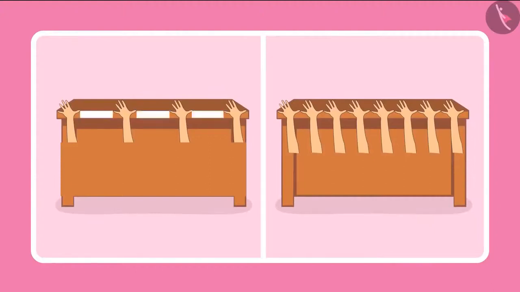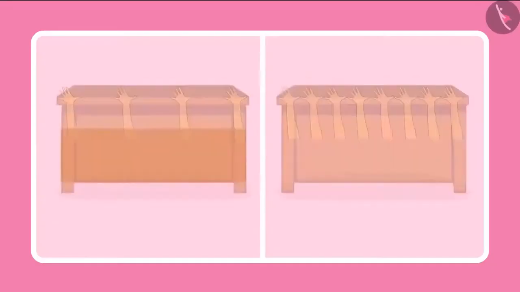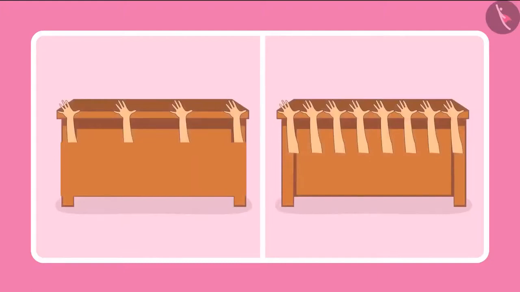If we do not measure the entire length or miss any space in between, then the measurement will be wrong. Okay, mummy. This means that whenever a measurement is to be made, there should not be any space left between two measures. You are absolutely right, Chotu.